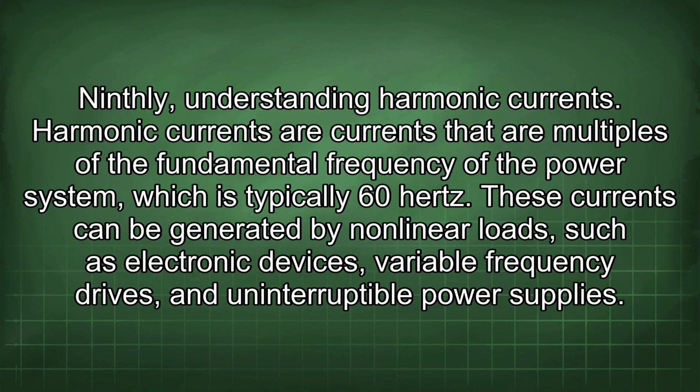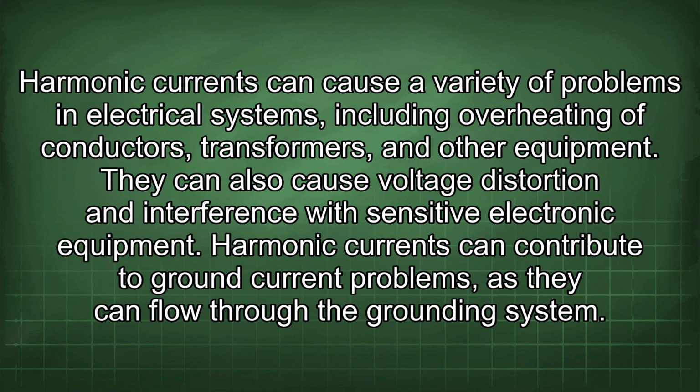Ninthly, understanding harmonic currents. Harmonic currents are currents that are multiples of the fundamental frequency of the power system, which is typically 60 Hz. These currents can be generated by nonlinear loads such as electronic devices, variable frequency drives, and uninterruptible power supplies. Harmonic currents can cause a variety of problems in electrical systems, including overheating of conductors, transformers, and other equipment. They can also cause voltage distortion and interference with sensitive electronic equipment. Harmonic currents can contribute to ground current problems, as they can flow through the grounding system.